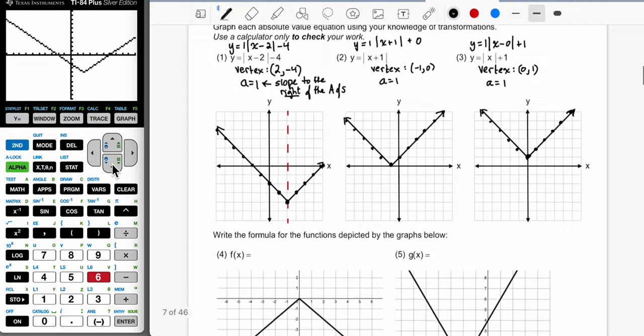I do have my graphing calculators back from the AP exam, so if you need to borrow, they're in the drawer, so they're ready to rock and roll.